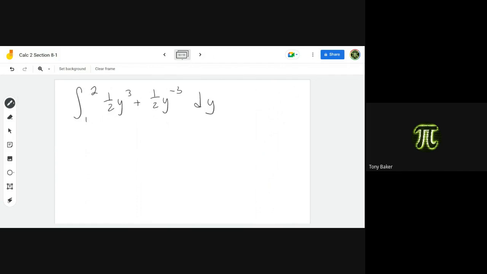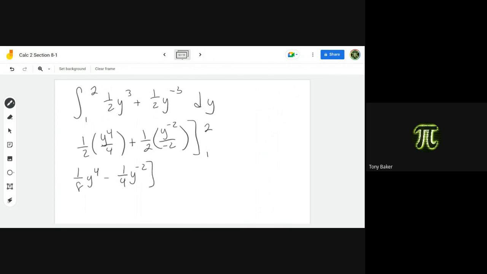So for the integral, we get 1/2 times y to the 4th over 4 plus 1/2 y to the -2 over -2, from 1 to 2. So we'll clean this up a little bit. 1/8 y to the 4th minus 1/4 y to the -2. Actually, I'll get rid of my negative sign.